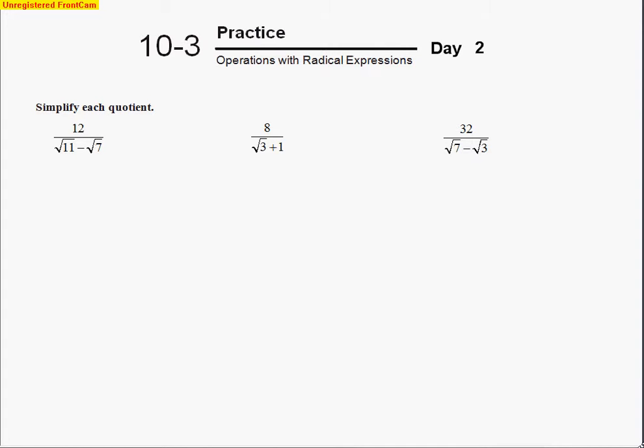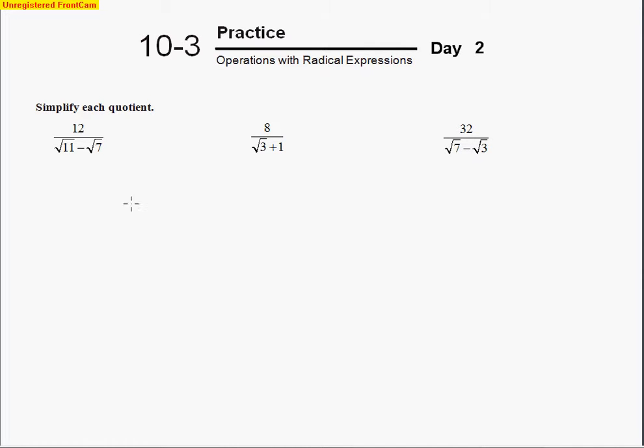For the second day on Chapter 10, Section 3, Operations with Radical Expressions. Let's take a look at our first problem here. And here what we're doing is we are trying to rationalize the denominator. We're going to simplify the quotient. And so what we're going to end up doing is multiplying by a number to cancel out the square root of 11 and the square root of 7.